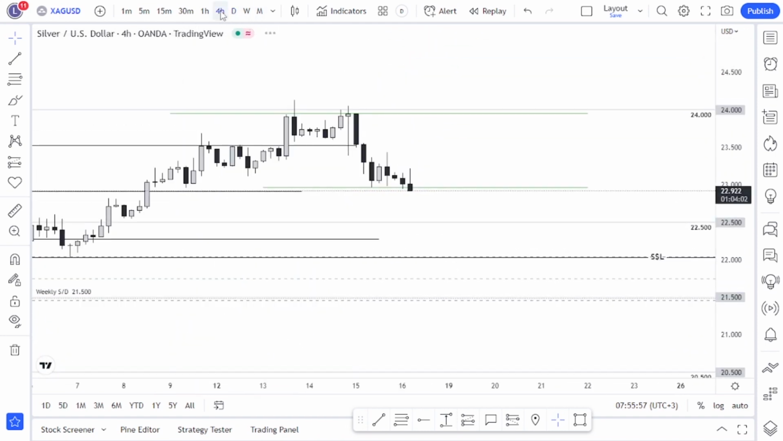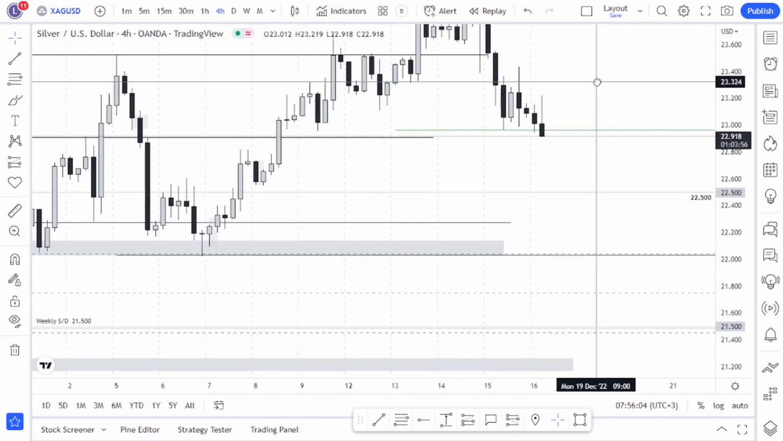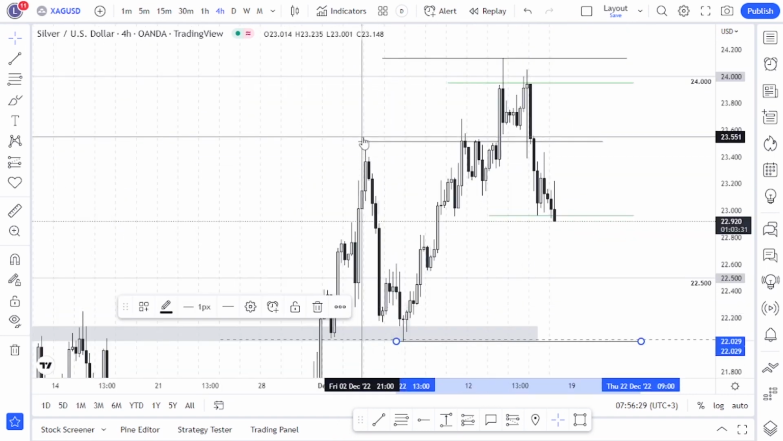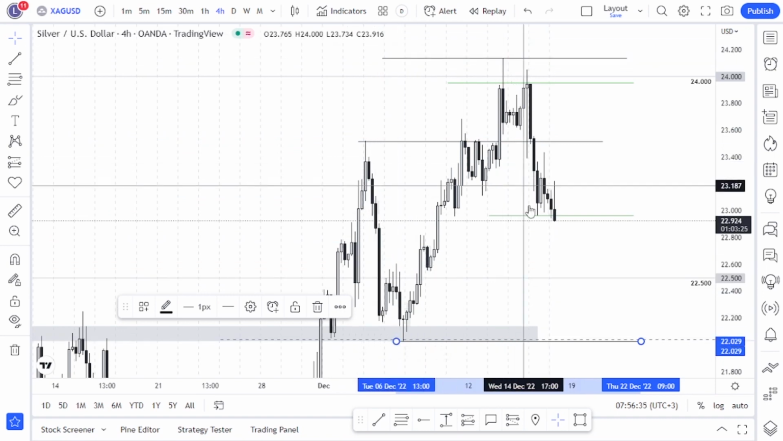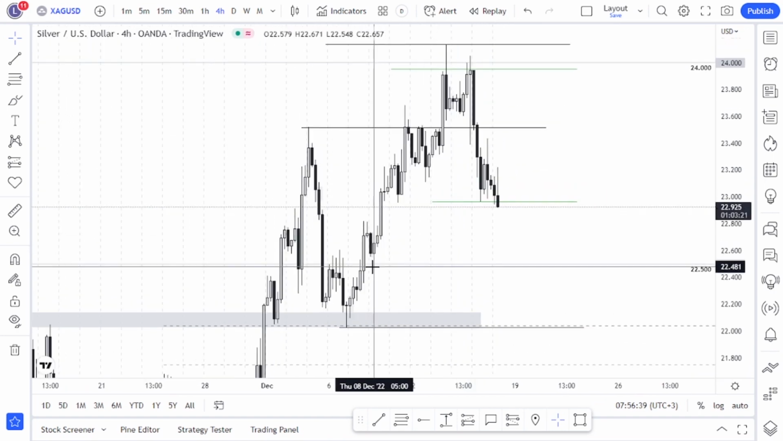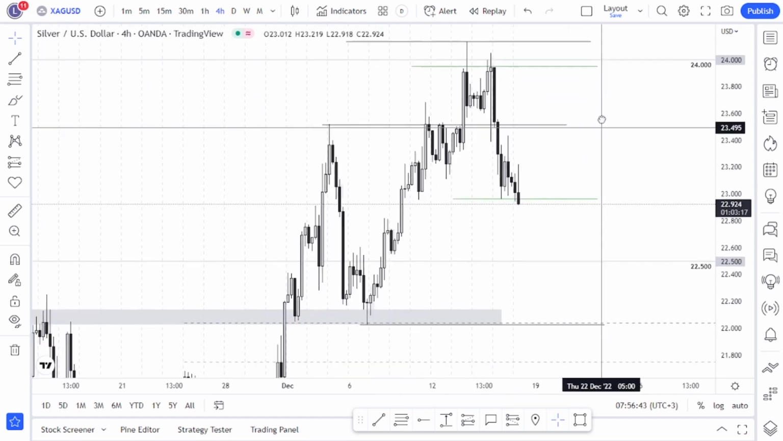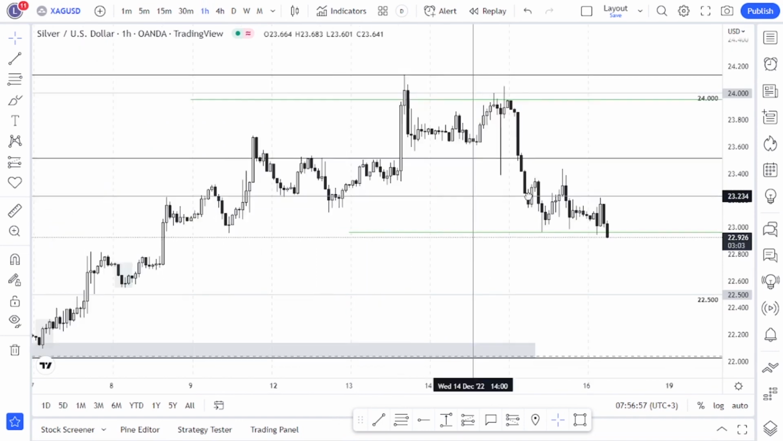Now let's go to the 4 hour, and on the 4 hour we're looking at higher time frame structure and imbalance. Okay, so let's mark out the 4 hour structure points. This is the 4 hour previous high, the higher low, and the current higher high. So as we can see, based on the 4 hour, the price action is still bullish overall. However, we rejected this 24 price point.